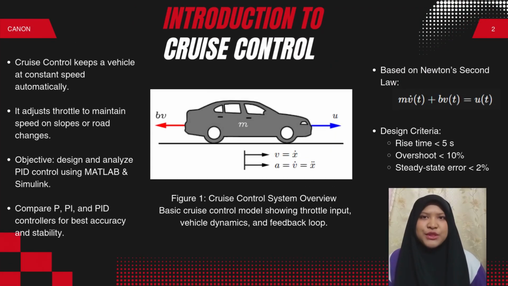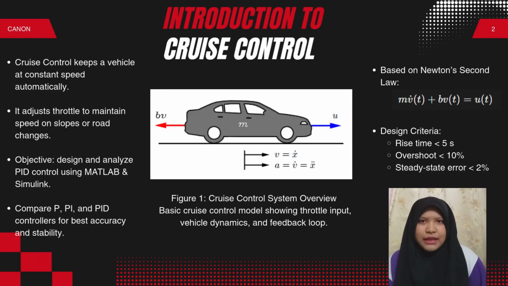Now, let's start with the introduction. What is cruise control? Cruise control is a system that keeps a car moving at a constant speed automatically. It adjusts the engine throttle on its own so the car can stay at the same speed even when going uphill or downhill. For this project, our goal is to design and analyze a PID controller for the cruise control system using MATLAB and Simulink.